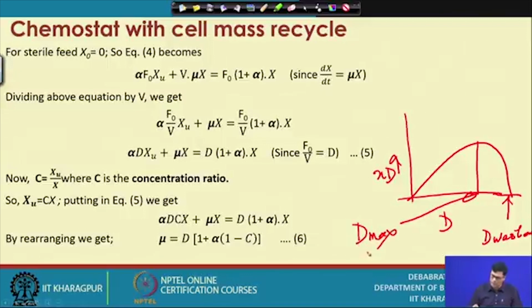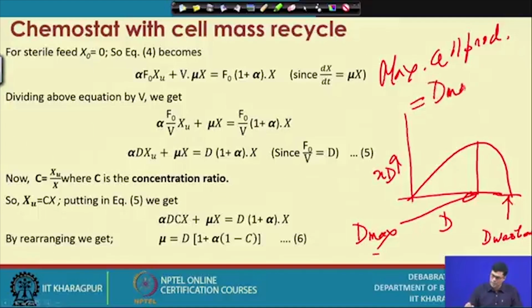Now, suppose in case of Baker's fermentation process, we wanted to have maximum amount of cell mass formation. So, what is the maximum cell productivity? Productivity equals D max into x. At the D max, what is the x value? That is the maximum.